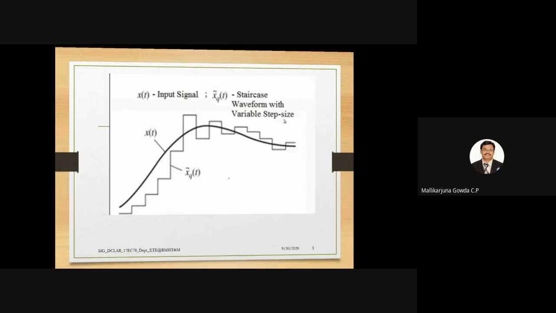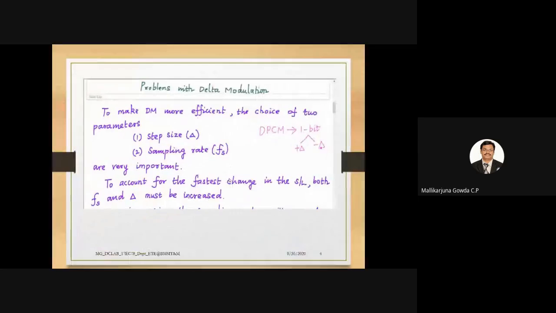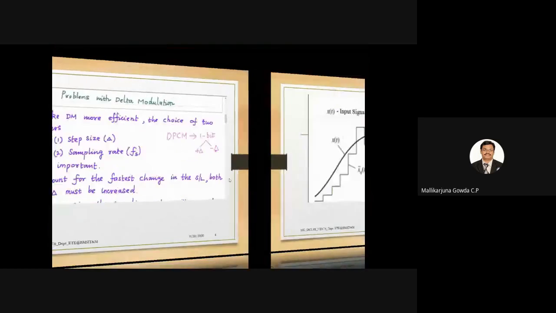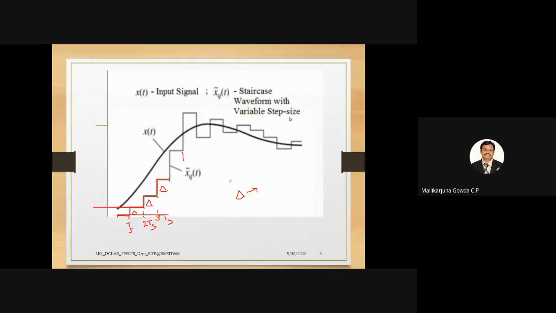Fine, I will go to that diagram. So is this clear about how the staircase approximated waveform will be tracking the analog input signal? Yes, sir. And I told what is the problem with the diagram also. No, don't copy this diagram. I will delete this, okay? Because the step size is varied here.